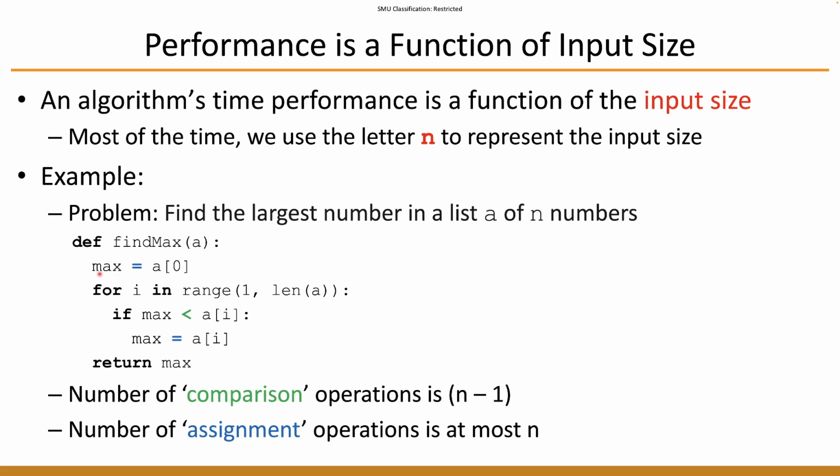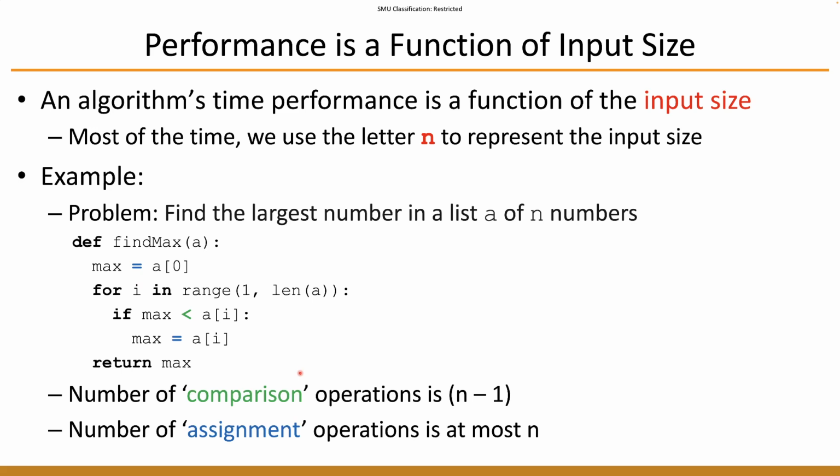We set the max, which is the temporary storage of the number, to be the first element. And then we iterate from the second element until the end of the list. Whenever the max is smaller than the current element, we replace the max. You can see that we color the key operators in different colors. The green over here is what we call the comparison operator. It compares two numbers. This is one type of operation.